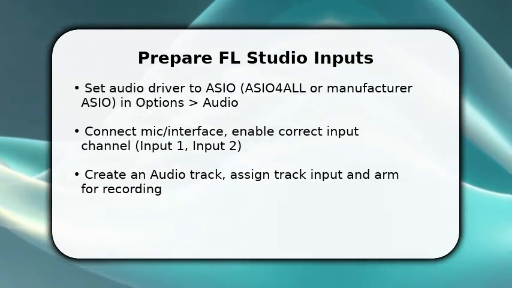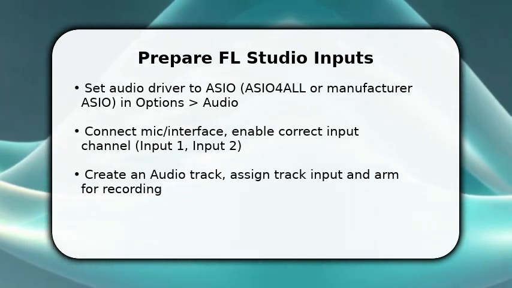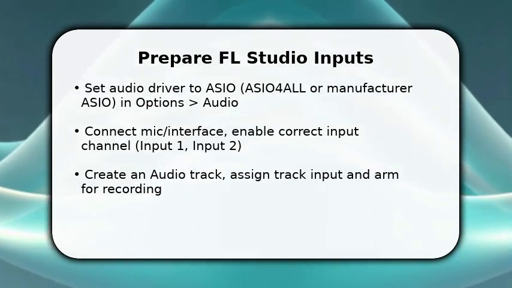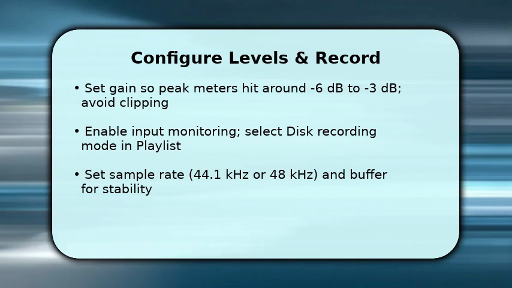This first set of steps gets signal into FL Studio and ensures you can hear a monitored signal without annoying delay. Now you focus on clean levels and routing. Set the preamp or interface gain so the mixer peak meters sit near -6 to -3 decibels. This prevents clipping while preserving headroom.